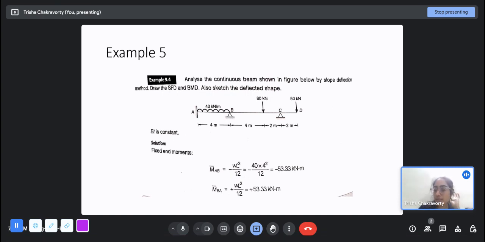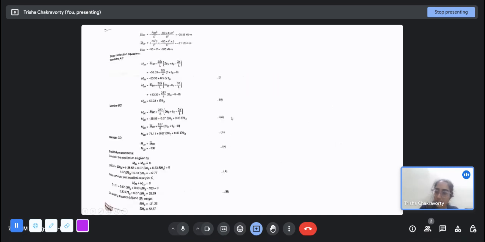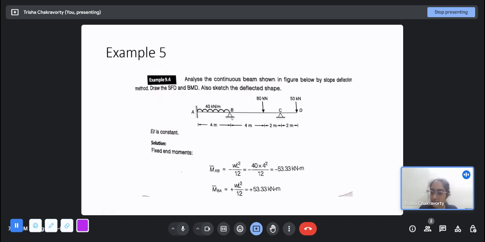Then we analyze the continuous beam as shown in the figure by the slope deflection method. Same problem, basically, with a different kind of loading condition. We take AB, BC, and CD as our spans. So what are the free reactions? Here we have four joints, A, B, C, and D. This is not a joint, but there is a force applied. This is not necessarily a joint. Only the support points and the end points are the joints.